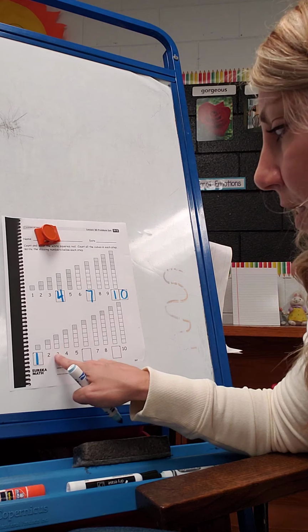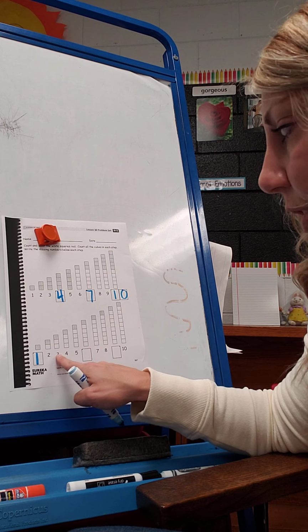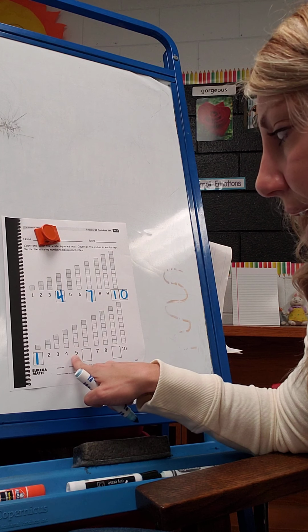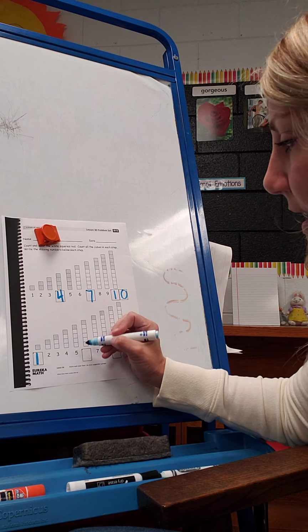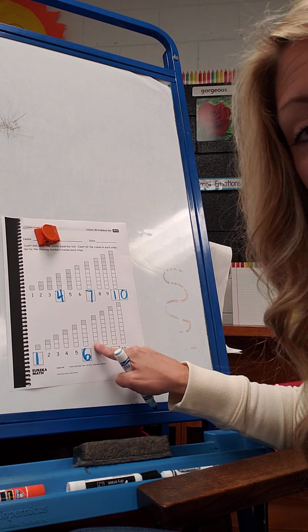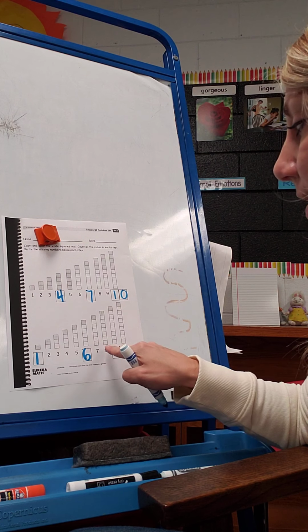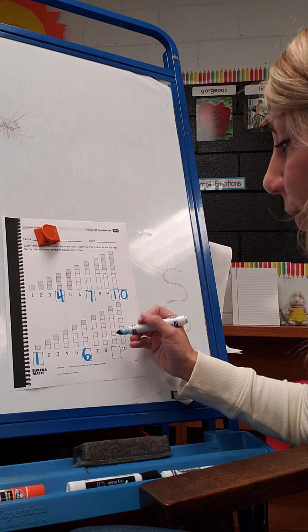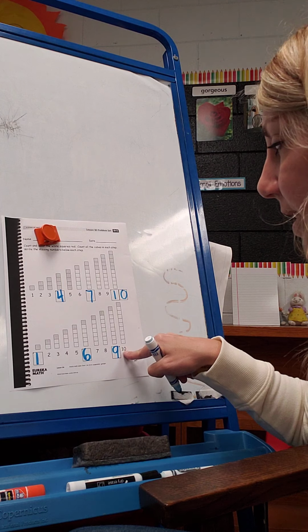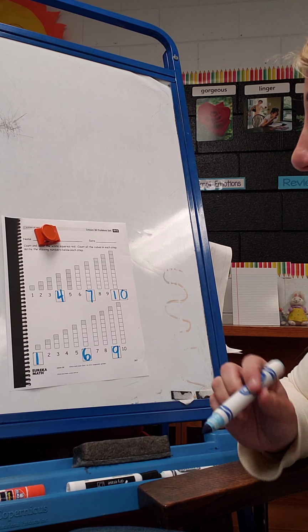1, 2. Count with me. 3. One more is 4. One more is 5. One more is 6. One more is 7. One more is 8. One more is 9. One more is 10.